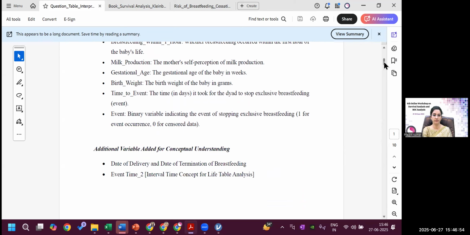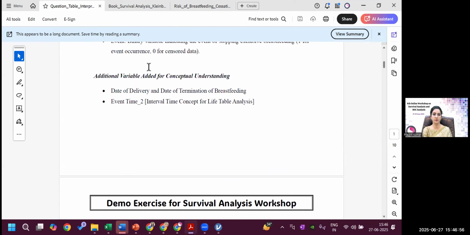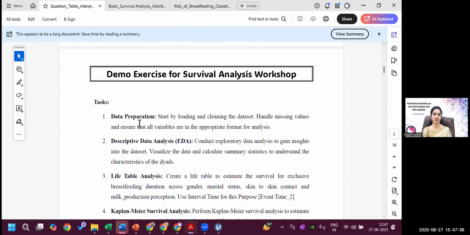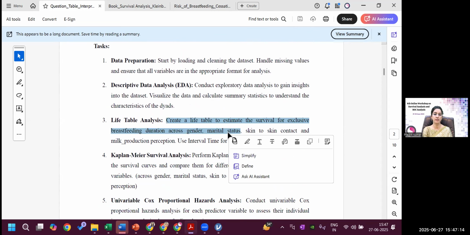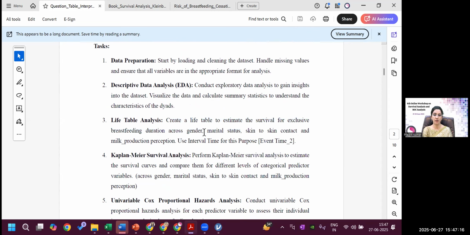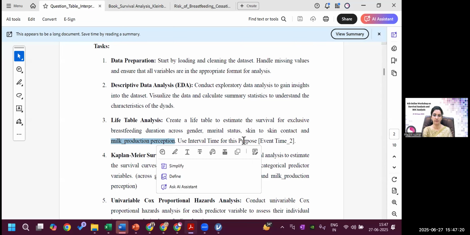Coming to the additional variables, we have the date of delivery and date of termination of breastfeeding, and event time, that is the time interval concept for the life table. Now this is how I have to do that life table analysis, and I have to create a life table to estimate the survival for exclusive breastfeeding across gender, marital status, skin to skin contact, and milk production.